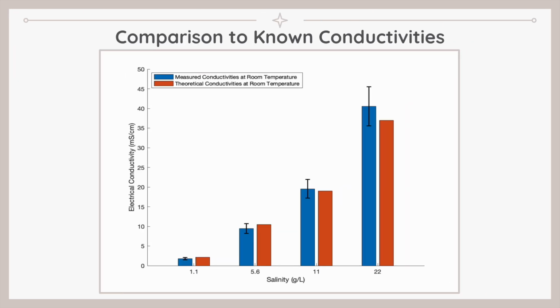The last result I'll be sharing with you is just a comparison to known conductivities. As we can see here, our measured conductivities are very similar to the theoretical conductivities for all of our values of salinity. We are within our uncertainty range for our upper 3 values of salinity. We are just outside of our uncertainty range for our lower value of salinity of 1.1. We'll discuss why this is in our error analysis. I'll now go ahead and turn it over to Owen.